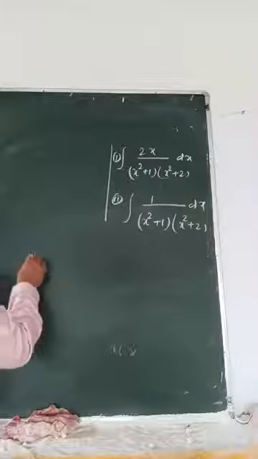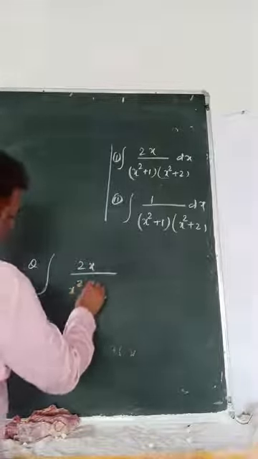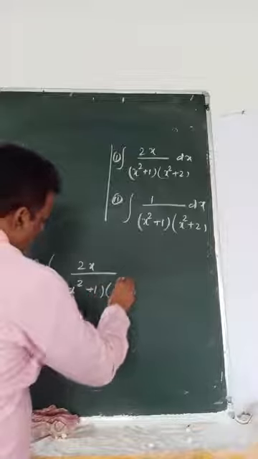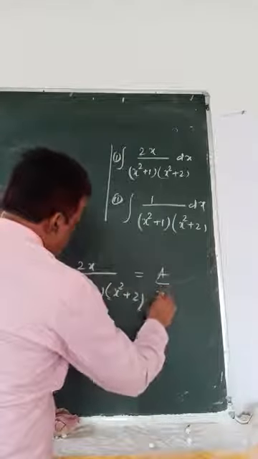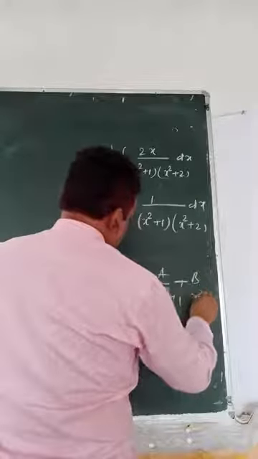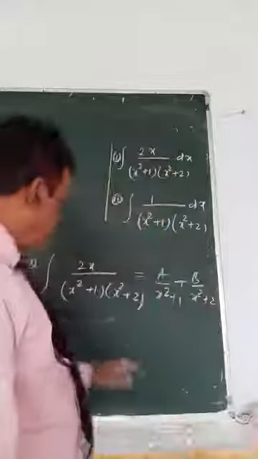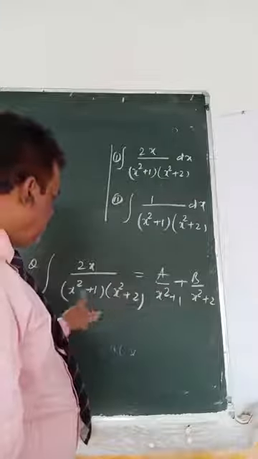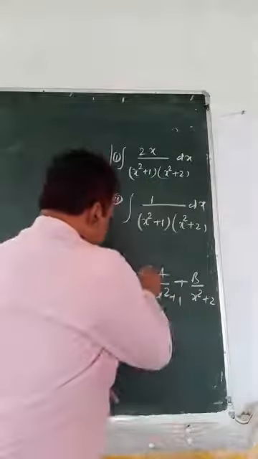Suppose your question is 2x by (x square plus 1)(x square plus 2). Don't write it as a by x square plus 1 plus b by x square plus 2. This will be wrong. Why? Because the degree should be linear functions. This is quadratic form, so this is wrong. Cannot write.